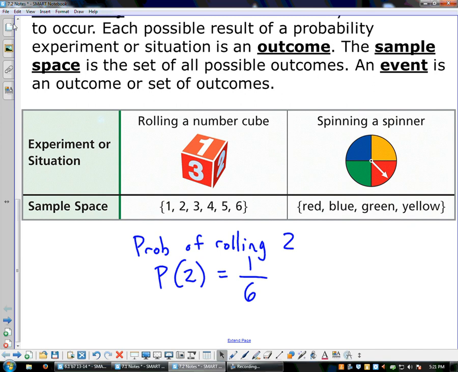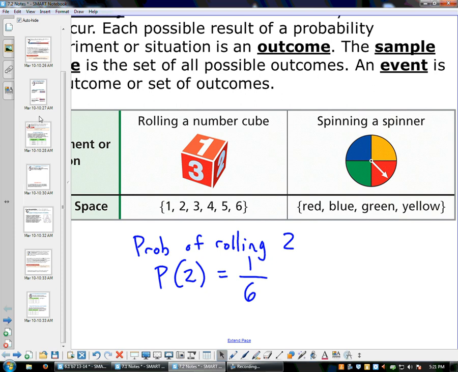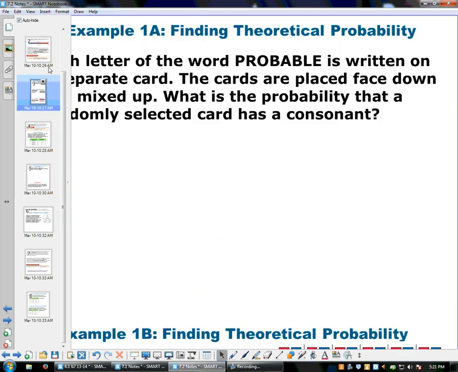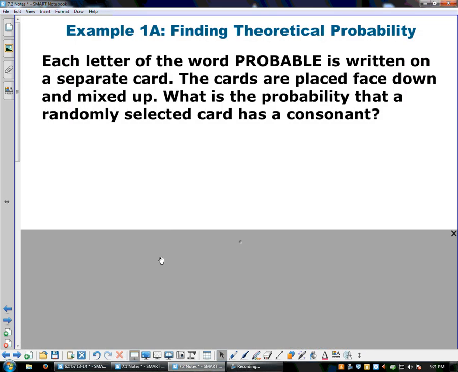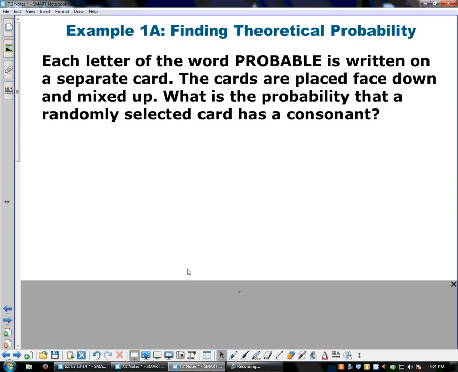So that's what we mean when we say theoretical probability. You know exactly how many times something can happen and how many it is going to happen in this case. So let's try an example here. We have each letter of the word probable written on a separate card. The cards are placed face down and mixed up. What is the probability that a randomly selected card has a consonant?